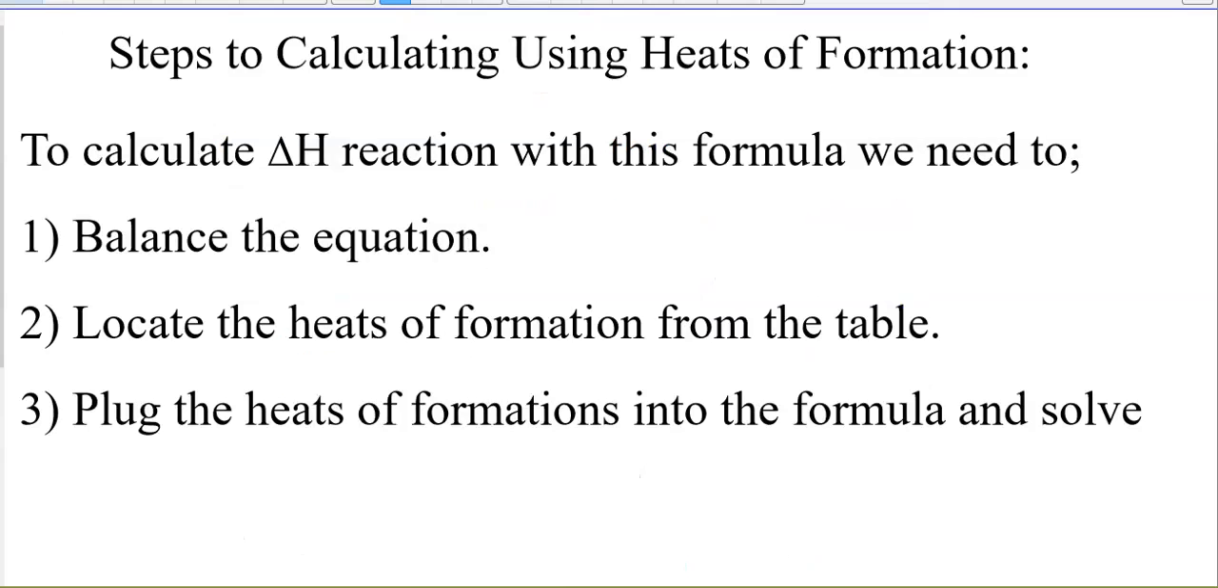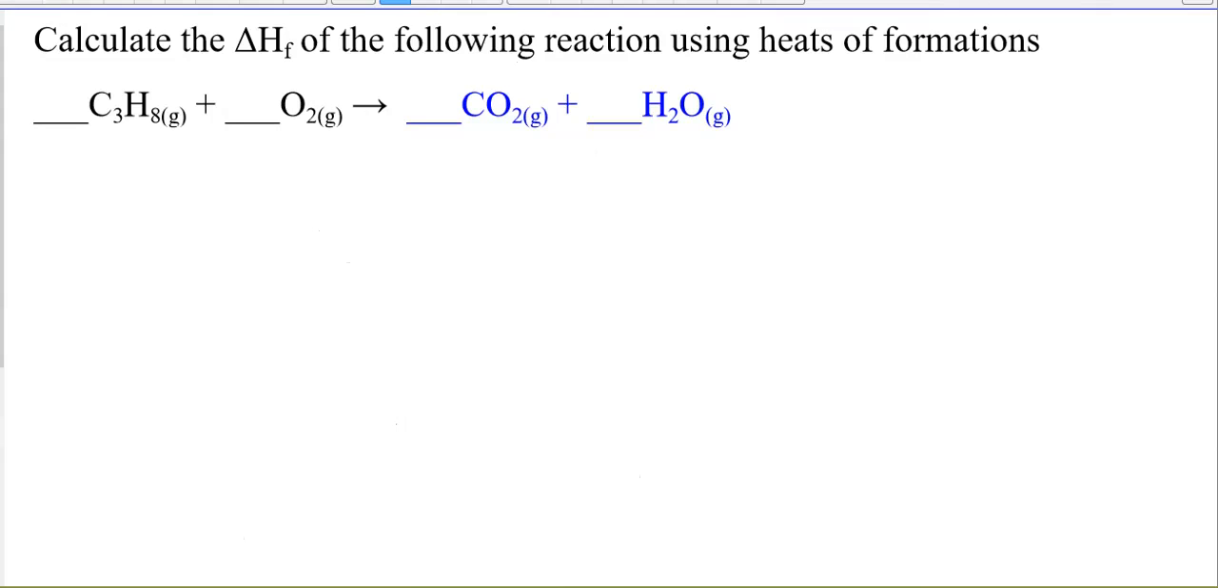So the steps to do a heat of formation equation: just make sure you have a balanced chemical equation, look for the values on the table, and then just actually carry through the math. So here's the example we're going to go through. It says calculate the enthalpy or the heat of formation of the following reaction using the heat of formation values table of values. So we have the combustion of propane.